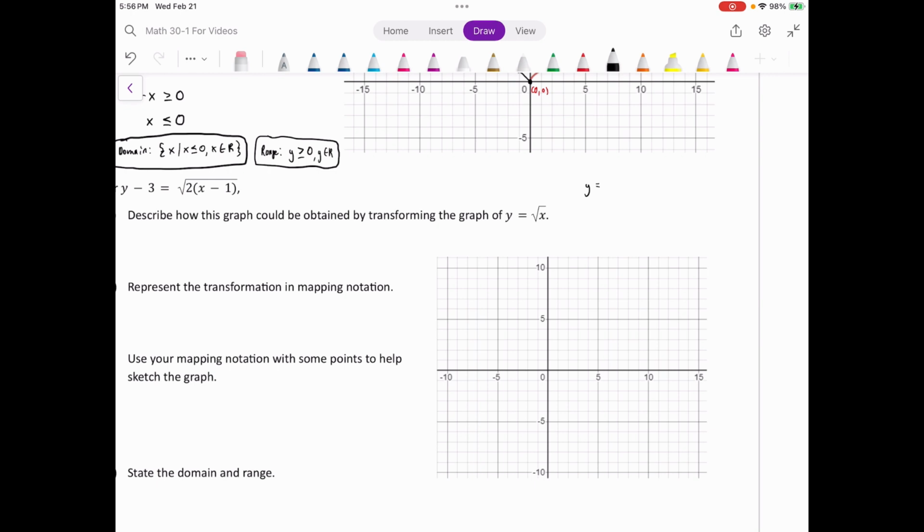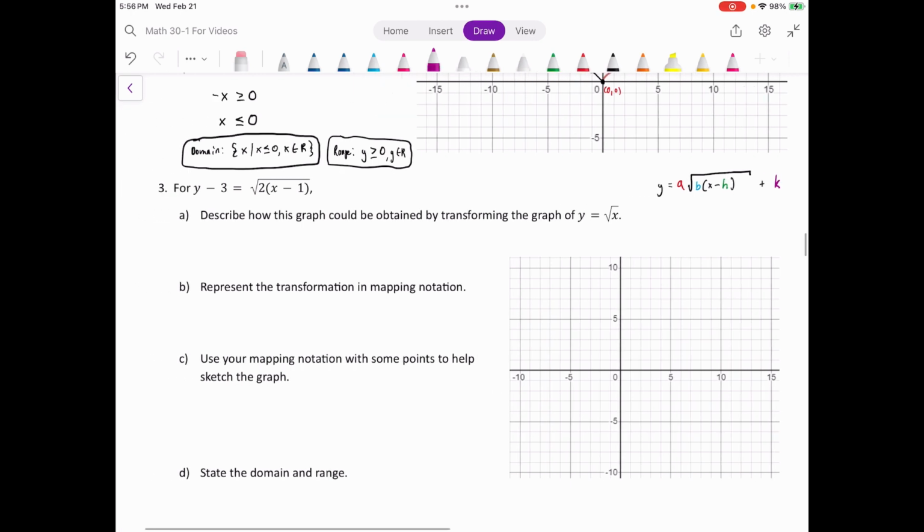We know that it's y equals, specifically for a root function, if we're transforming specifically root x, it's a times the square root of b times x minus h, plus k, right?